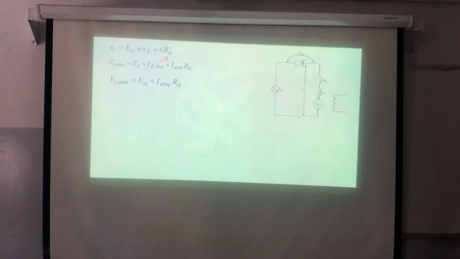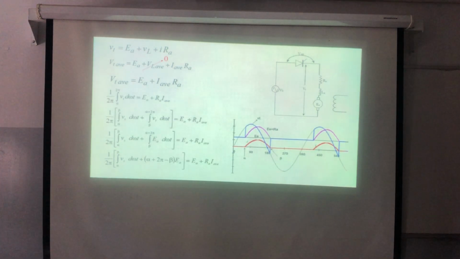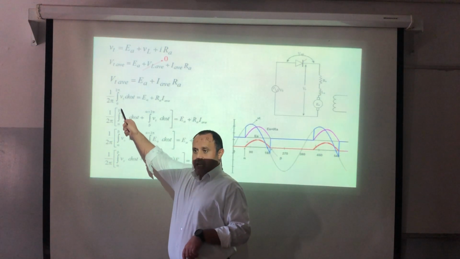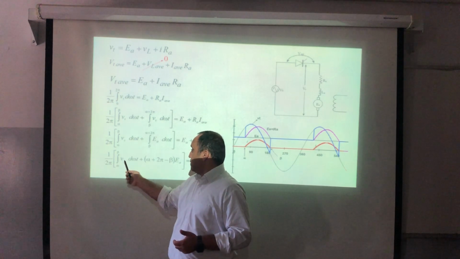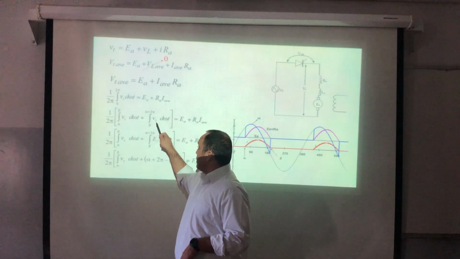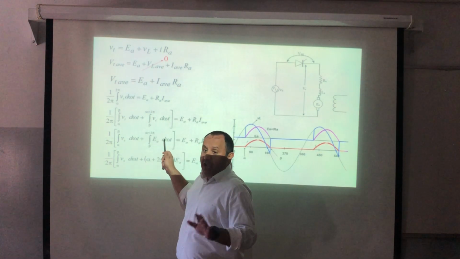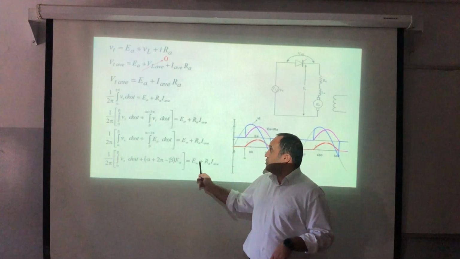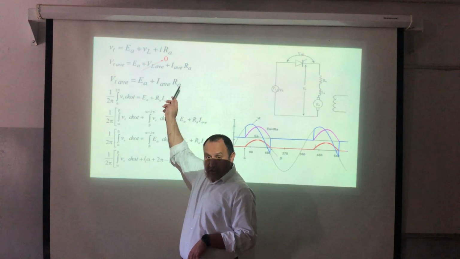So I will end up with what? Vt average is equal to Ea plus I average Ra. Now let's do the integration for Vt average. Replotting here. Now I'm doing the integration. So here the integration between what and what? The first one? Between alpha and beta, where V terminal is equal to what? To V supply. Correct? And between beta to alpha plus 2 pi, when Vt is equal to what? Ea. Now if I do the math, this one should equal to what? Ea plus I average Ra.